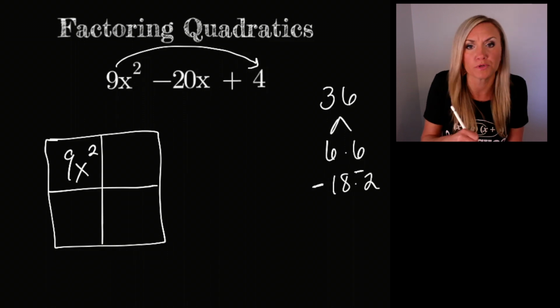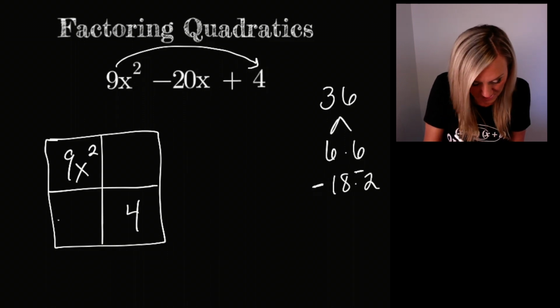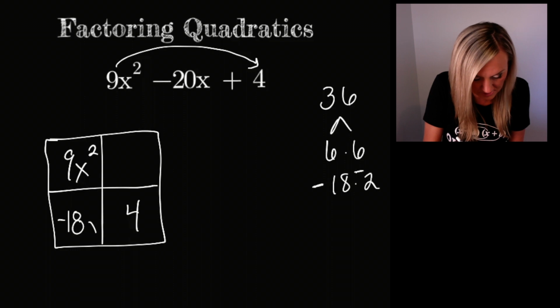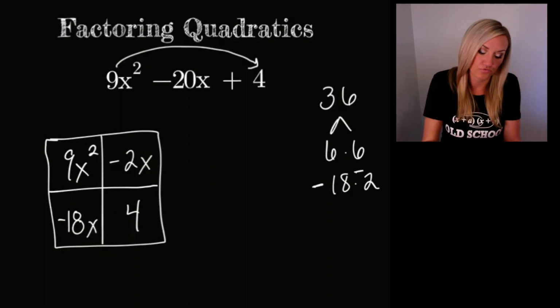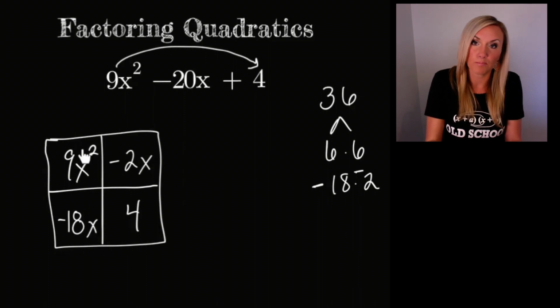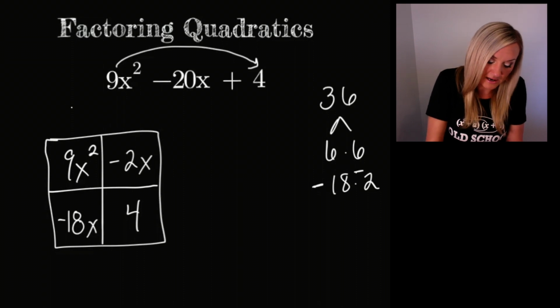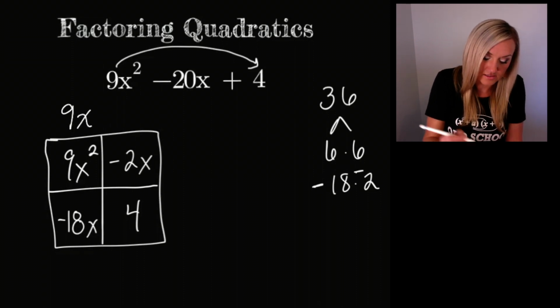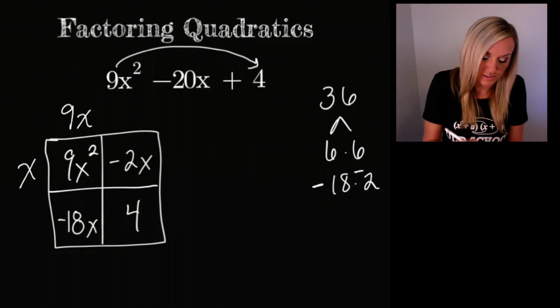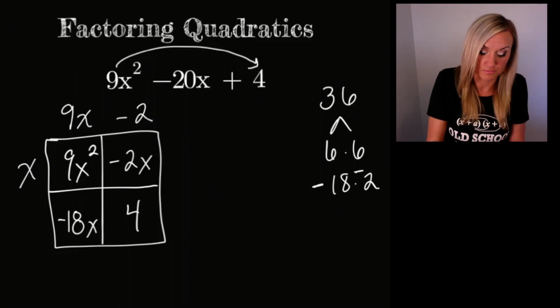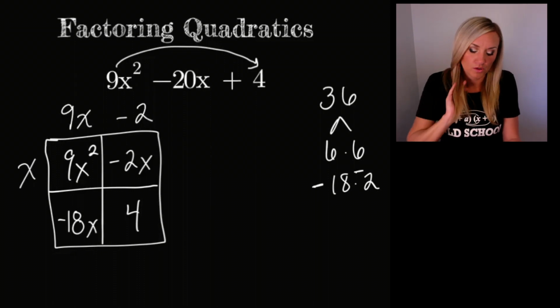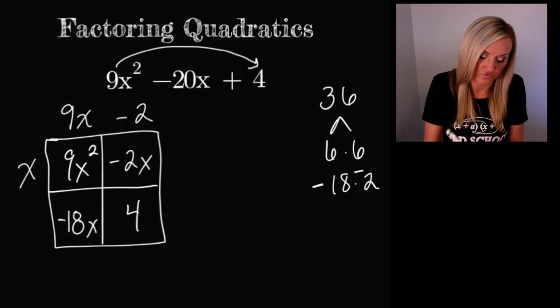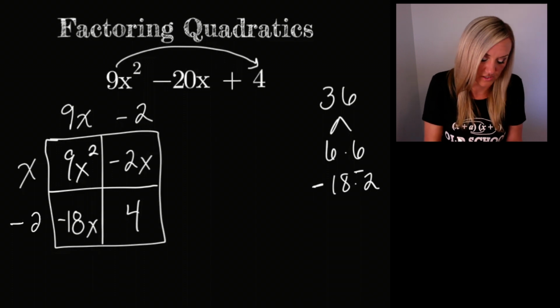9x squared, first term in the first box, last term in the last box, the two that we found, negative 18x and a negative 2x. Greatest common factor, let's see, first column here, I can divide both of these terms by a 9 and an x, which means this must be an x, which means this box must be a negative 2. And if that's the case and I have a positive 4, then I need a negative over here, and it looks like it's a negative 2.